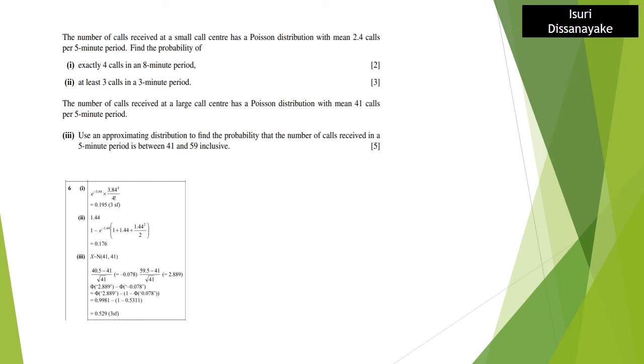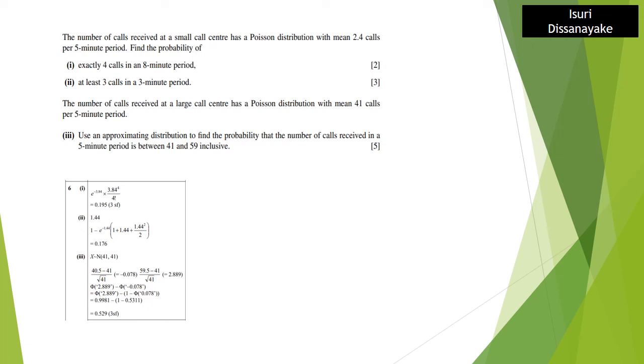And I will highlight some important points that you have to consider when you're doing part 1. That is, you have to convert the 2.4 for 5 minutes into the average calls for 8 minutes. And exactly 4 calls means the probability of x is equal to 4. So that is the important fact for the first part.